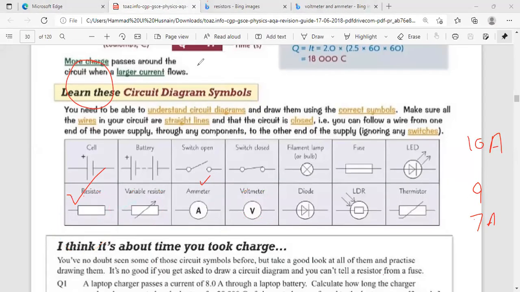Yeah. So these are certain things which you need to know about the electric circuit. Similarly, we have diodes, we have LDRs, we have thermistors. I just give you a little intro to these components.